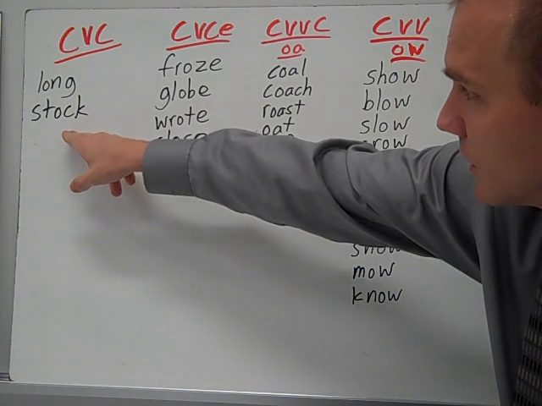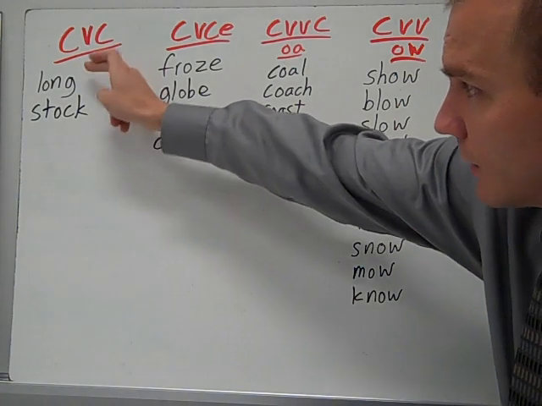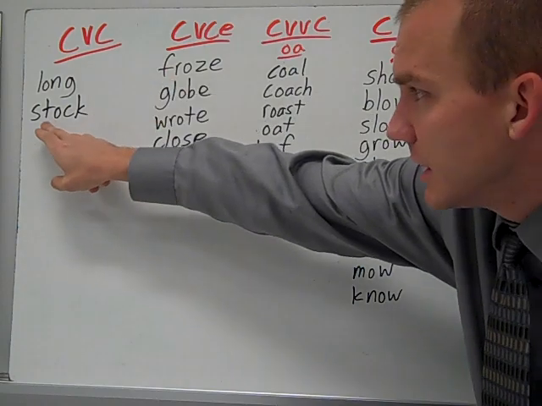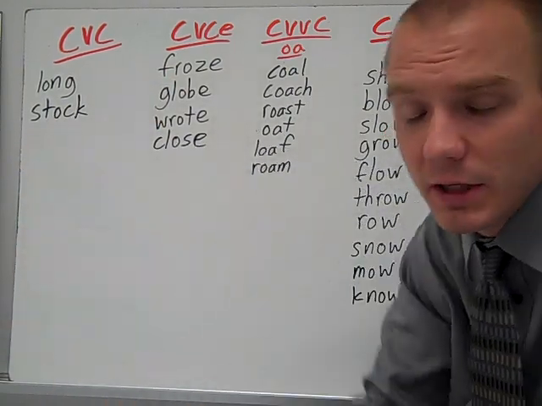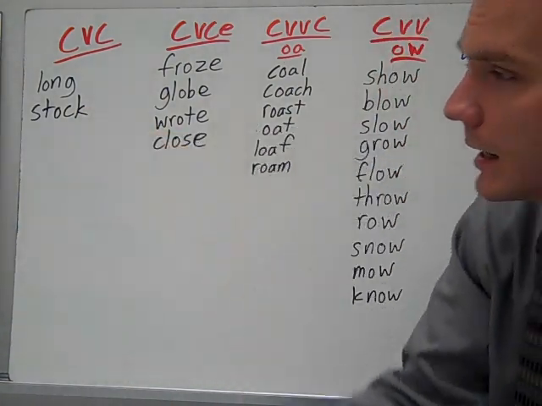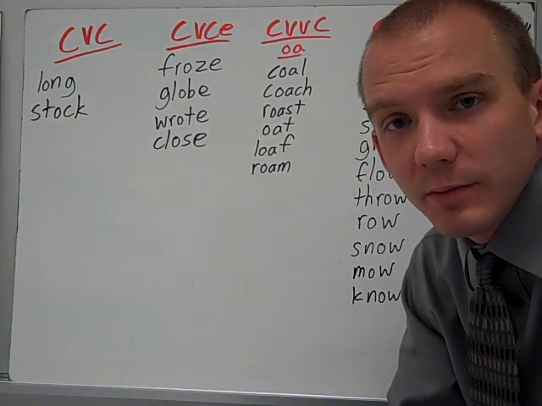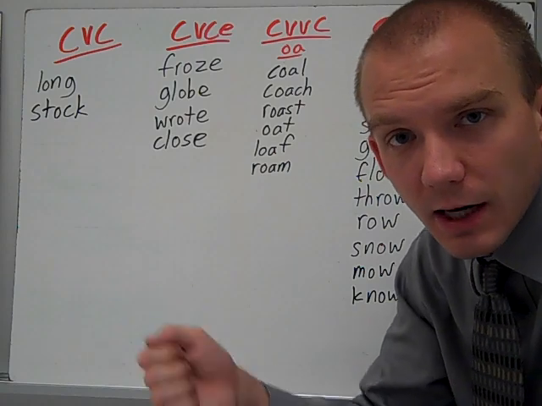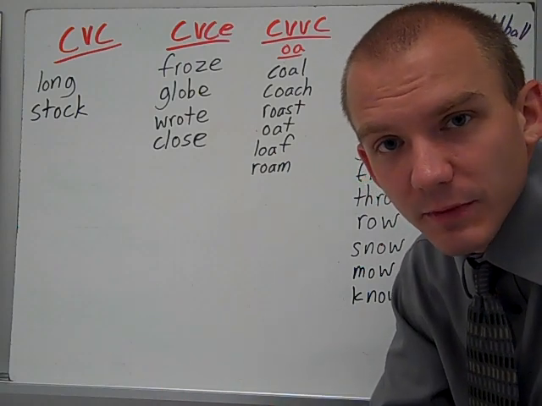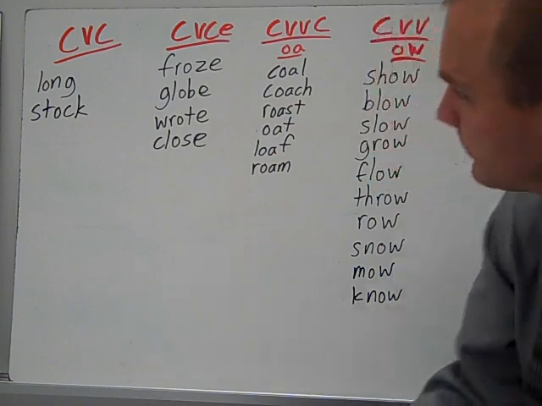I'm going to come back here to our short O sounds. We have long and stock. Stock is a really good example for CVC. You have consonant, vowel, consonant, and you can clearly hear that "ah", stock. And stock generally, most people use it to mean something that you buy on the stock market, and a certificate you kind of get. Investing in something, you own it, is stock.